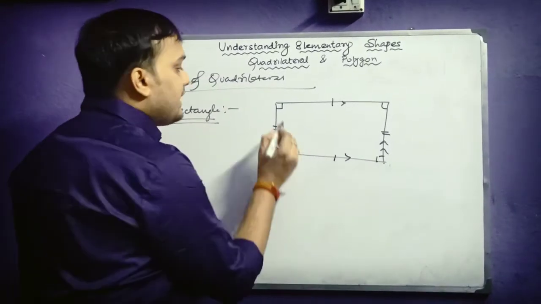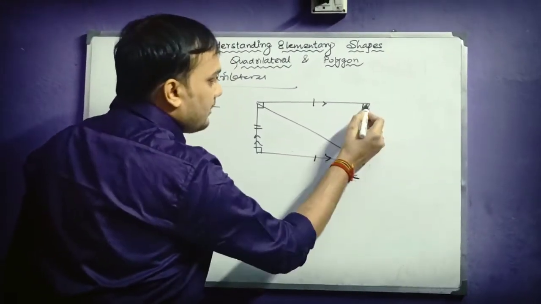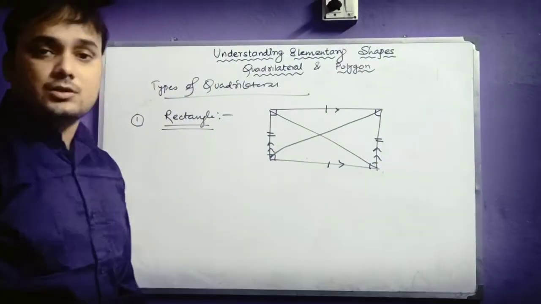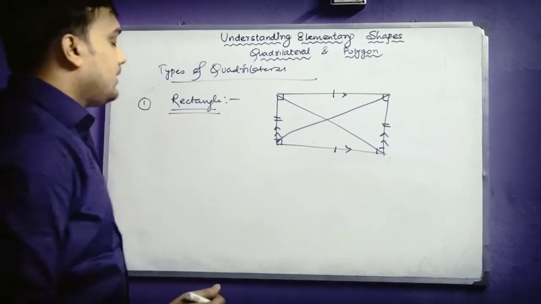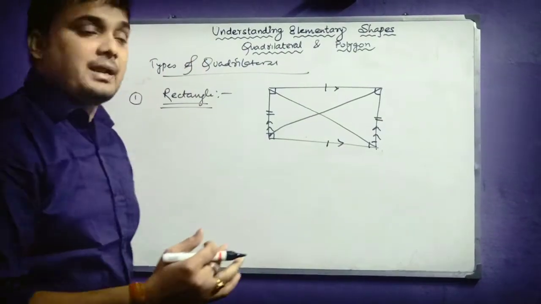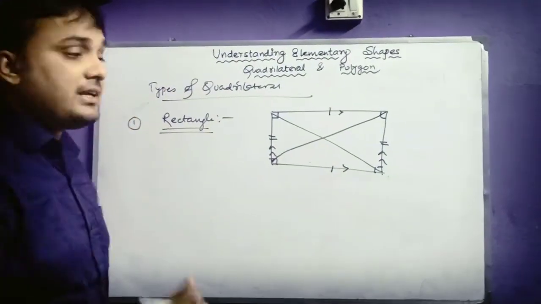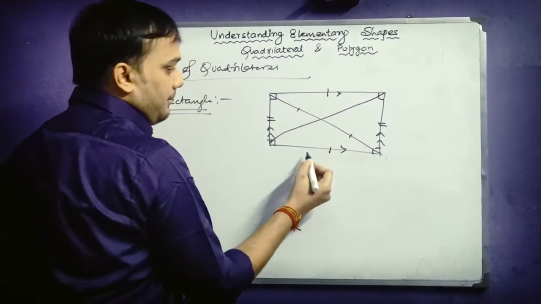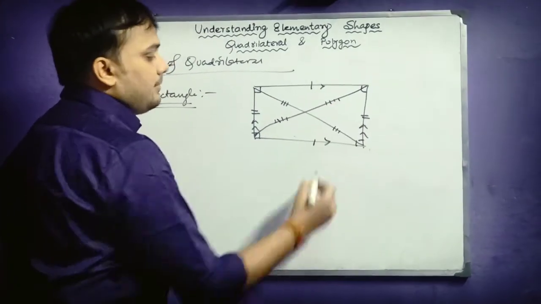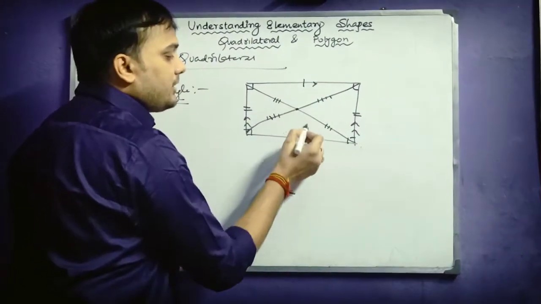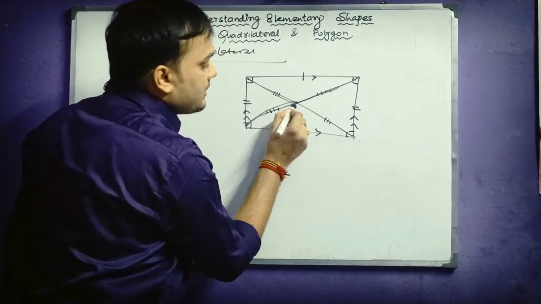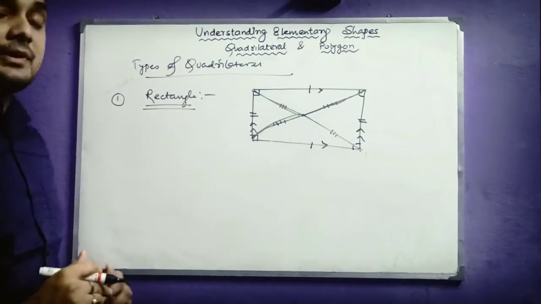Next property is the diagonals. You can see here, the diagonals are also equal. So the diagonals are equal, all angles are 90 degrees, opposite sides are equal and parallel, and the next is diagonals bisect each other. That means this part and this part will be the same, and this part will be the same. Suppose this is the point of intersection of the two diagonals. So this is equal to this one and this one is equal to this one. So these are the properties of a rectangle.